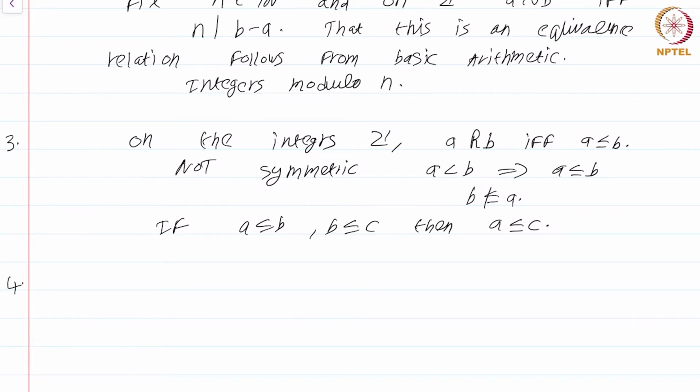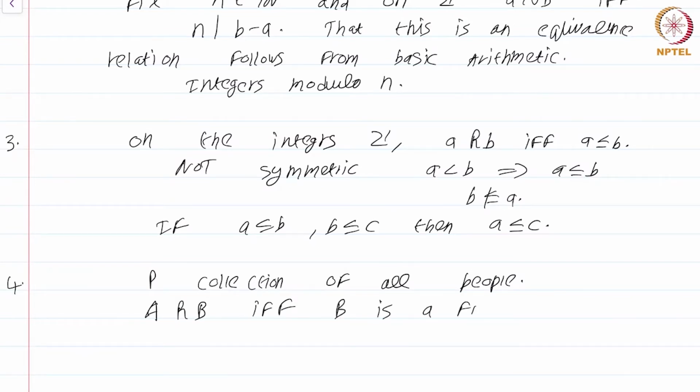Now let P be the collection of all people. Define a relation that person A is related to person B if and only if B is a friend of A. Okay. Now we can make some interesting remarks about this real world relation. Please don't take this example seriously. I just want to illustrate the mathematics with a bit of off the cuff humor.